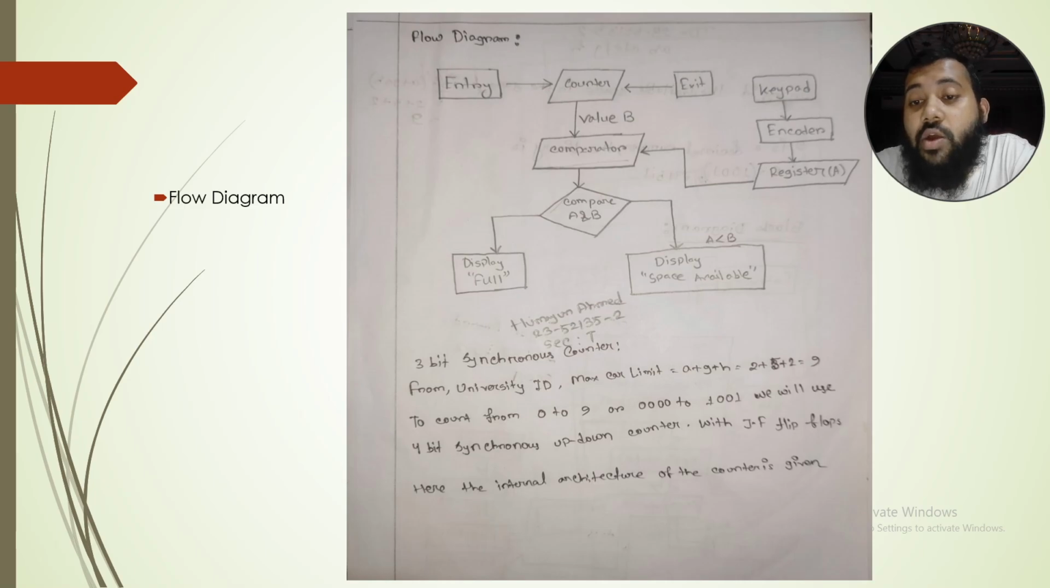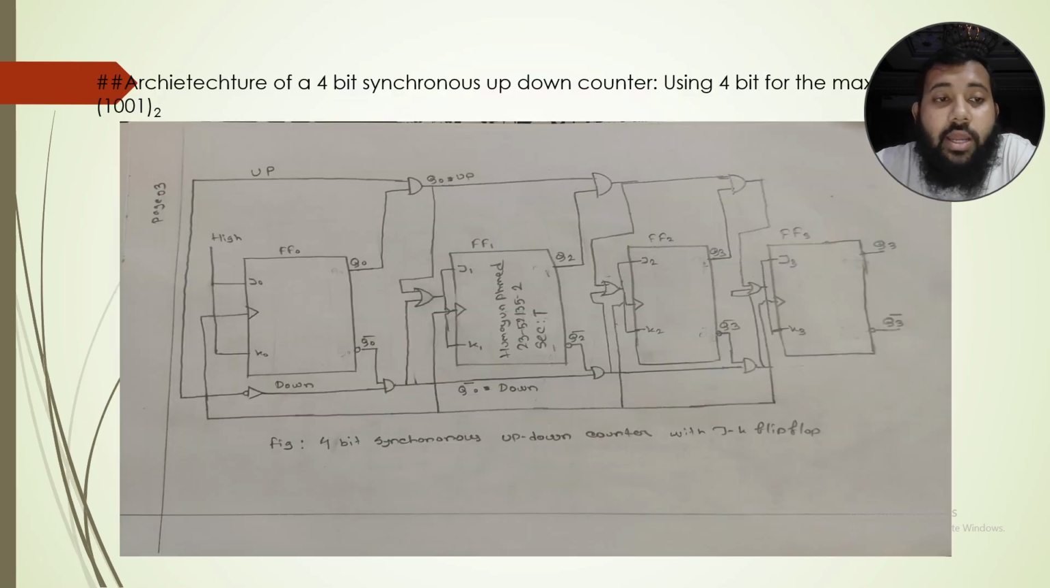This is compared with the current count. If A equals B, then the system shows the display full message. If A is less than B, the system activates the space available message with a blinking effect using the 555 timer. After that, my ID gives 9, so I am using a 4-bit synchronous counter. Here is my 4-bit synchronous counter. That's Task 1.